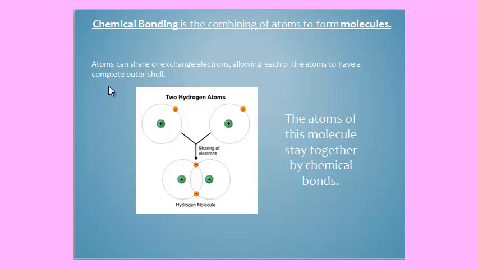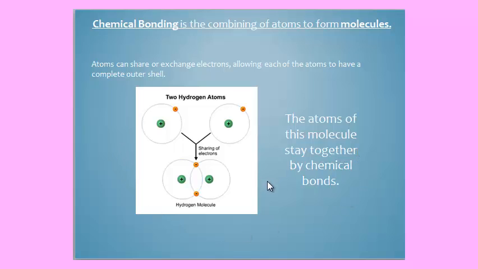Atoms can share or exchange electrons. So when they combine with those outer shell electrons, they can share or exchange electrons, allowing each of the atoms to have a complete outer shell, because that's what they want. These atoms want their outer shell to be happy, and what makes them happy is when it's full. They want that complete outer shell, so they're always looking for another one to get with to have a full outer shell.